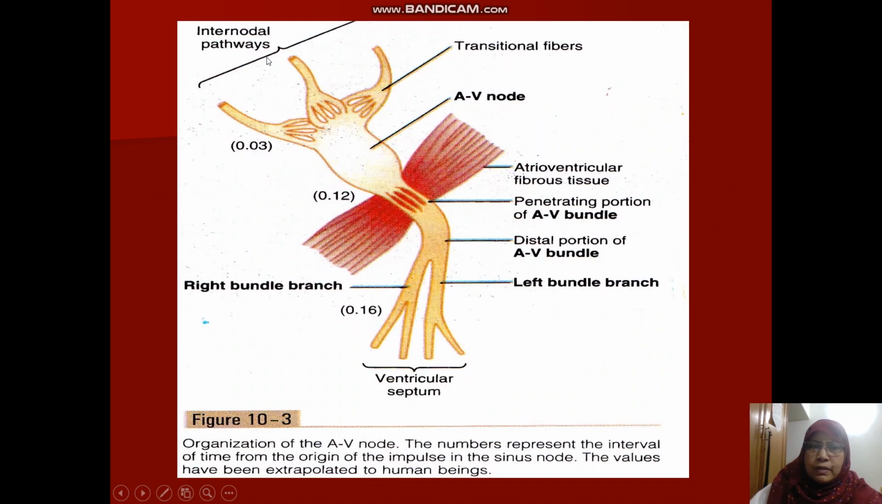second. This is the figure showing the conduction time. SA node to AV node requires 0.03 second. Again in the AV node and AV bundle, another 0.13 second is required. It is delayed in AV node and AV bundle.